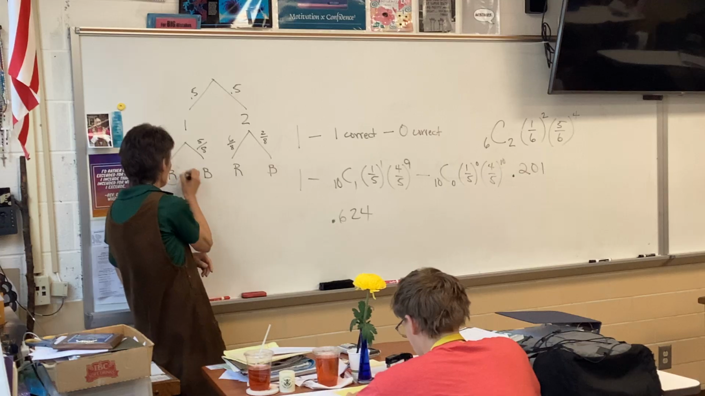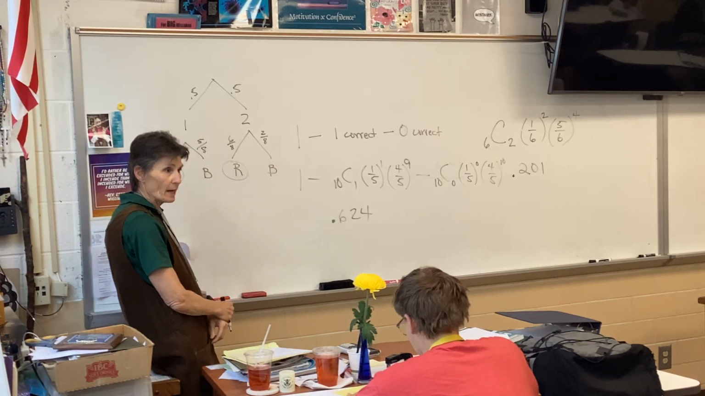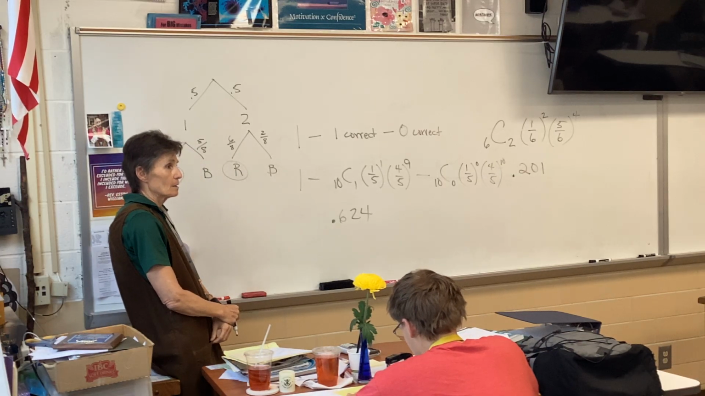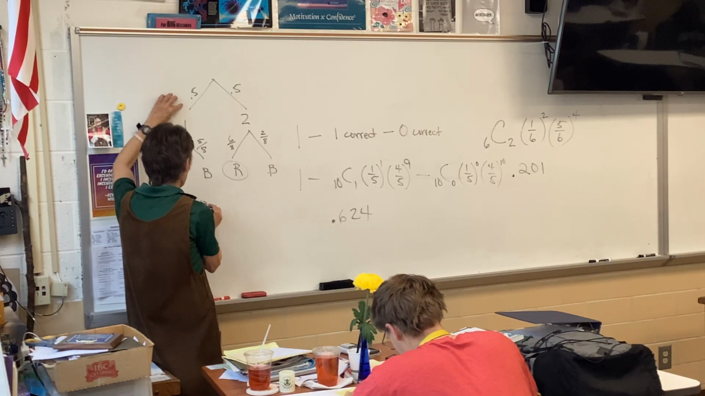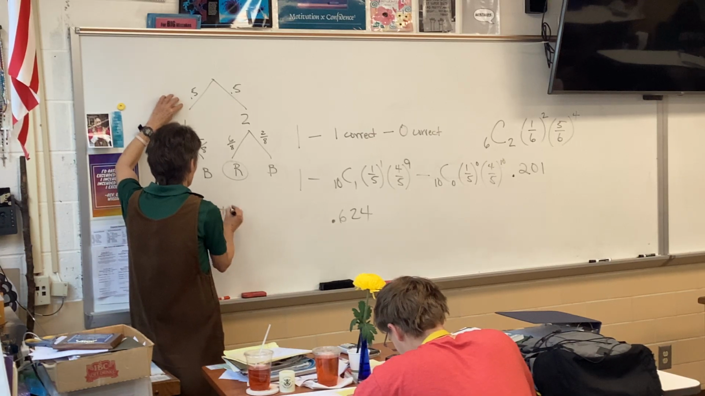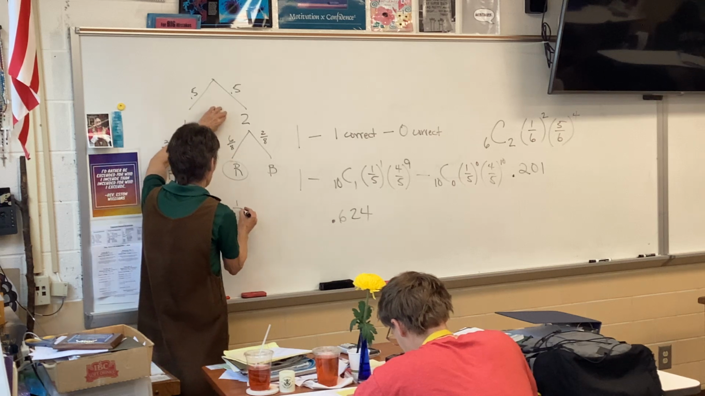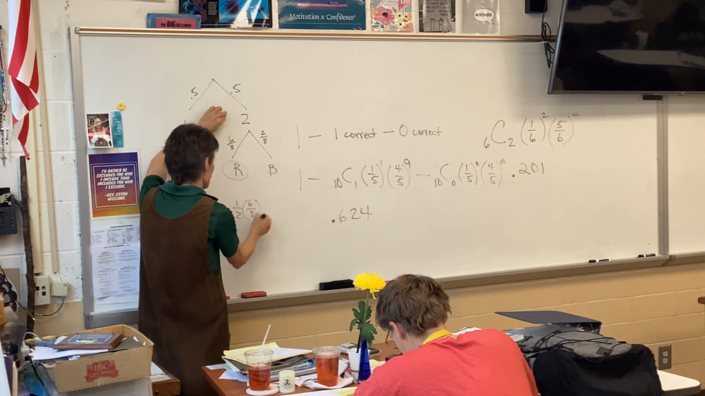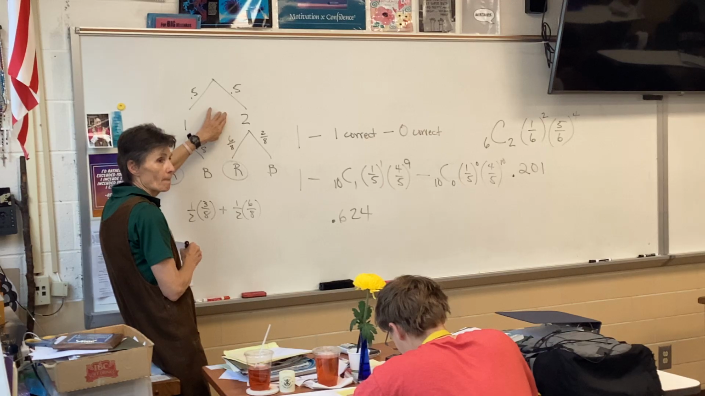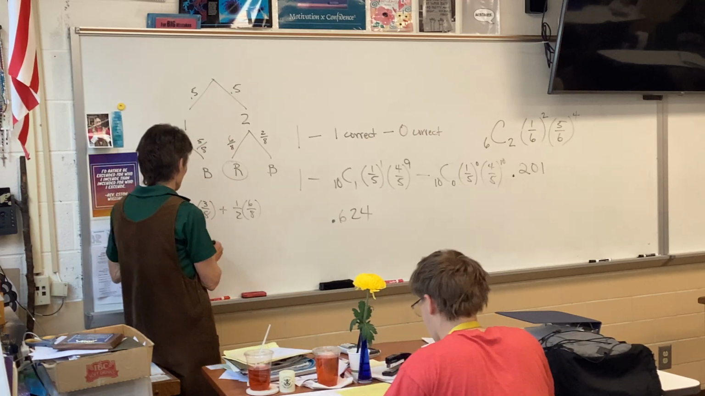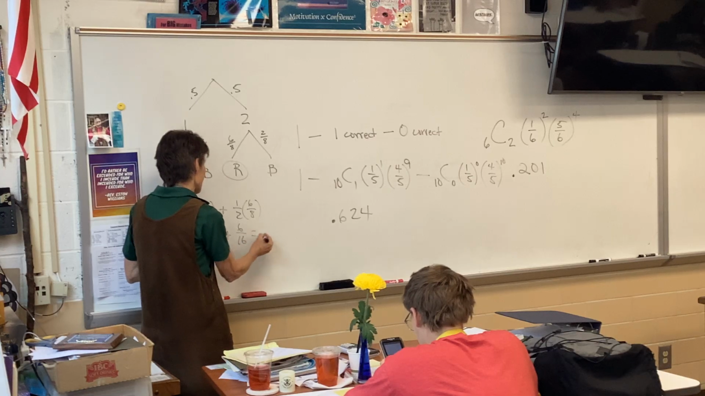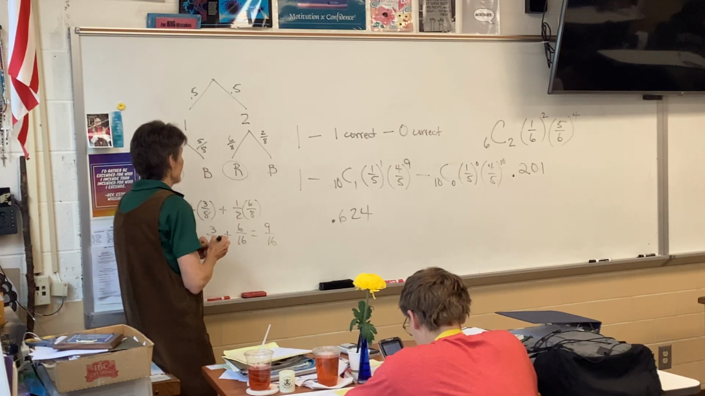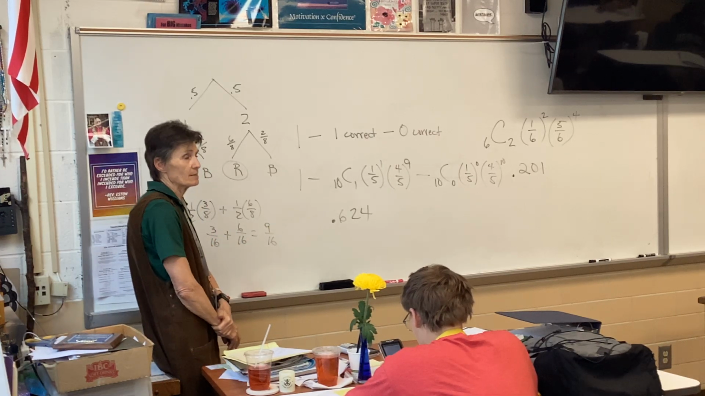And I want the probability of red. So I get 1/2 times 3/8, or I get 1/2 times 6/8. So that's 3/16 and 6/16. So the answer is 9/16.